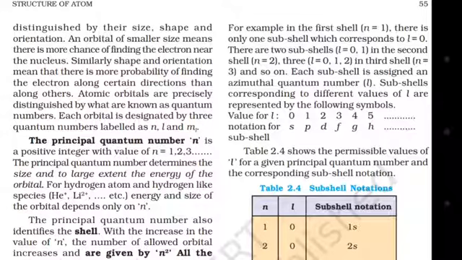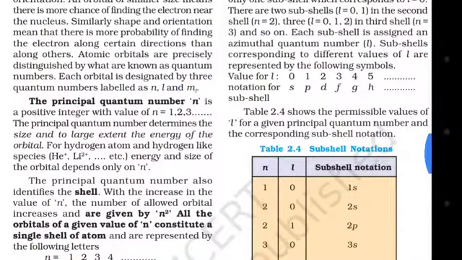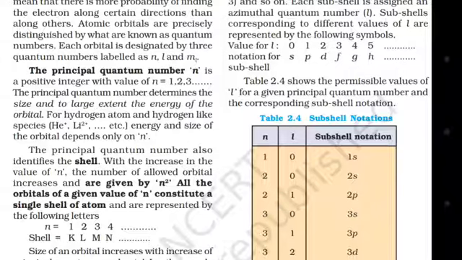Each orbital is distinguished by three quantum numbers labeled as n, l, and ml. The principal quantum number n is a positive integer with value n = 1, 2, 3, and so on. The principal quantum number determines the size and, to a large extent, the energy of the orbital. For hydrogen atom and hydrogen-like species (He+, Li2+, etc.), energy and size of the orbital depend only on n. The principal quantum number also identifies the shell.